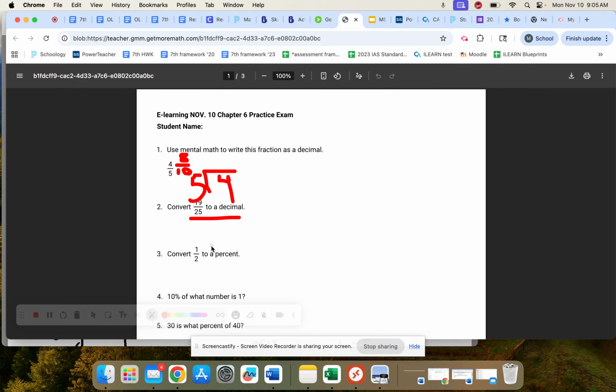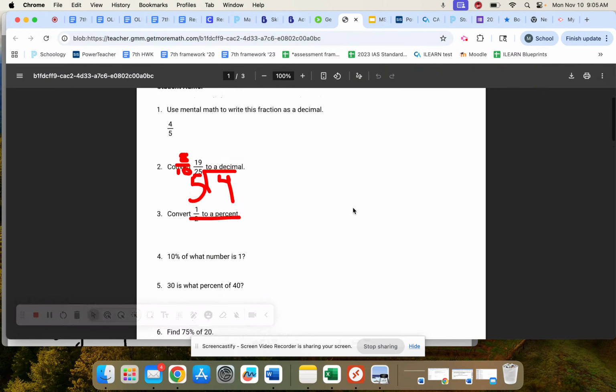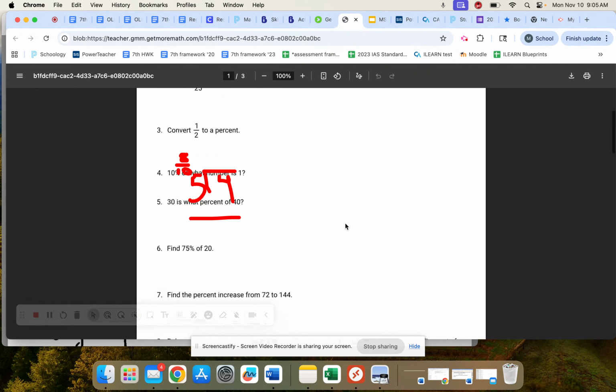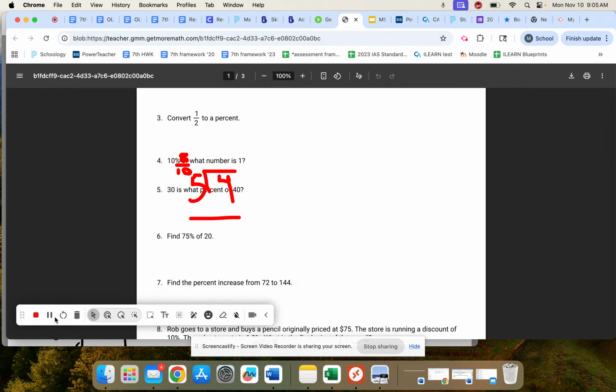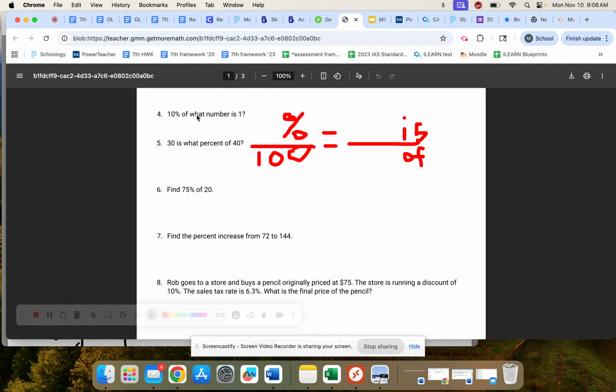And then number 3, we need to make it into a percent. On number 3, you should know what half is as a percent. Okay. Moving to number 4.